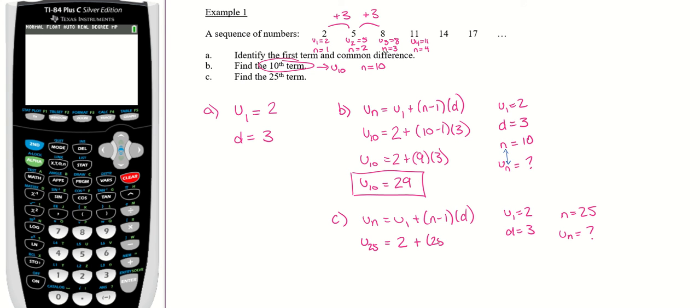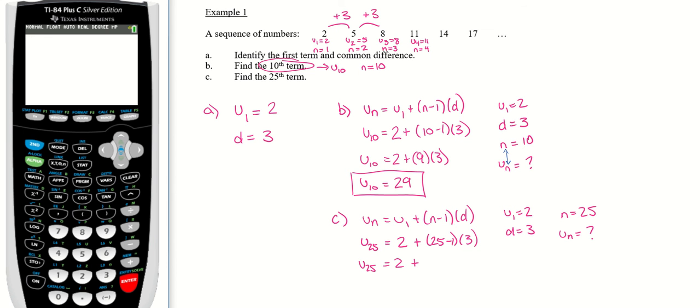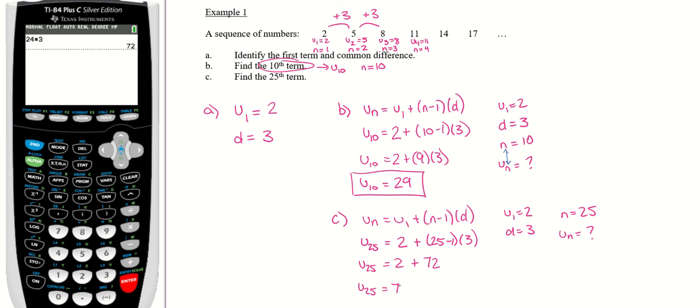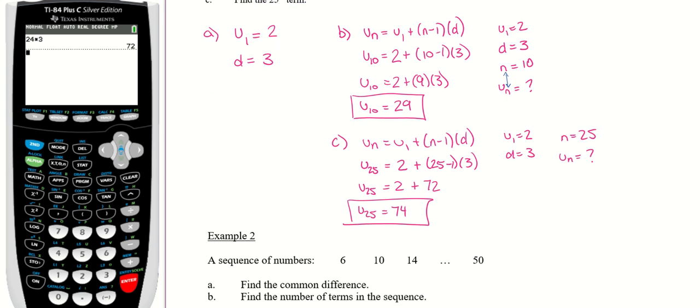u1 is 2, n is 25, and d is 3. So that means I have 2 plus 24 times 3, which is 72, which means u25 is actually 74. So that's how you apply the general term formula in the most straightforward way. When you're looking for a particular value in the list, you know what place it occupies, and you just apply the formula. Sometimes you will be asked to apply that formula a little bit differently.